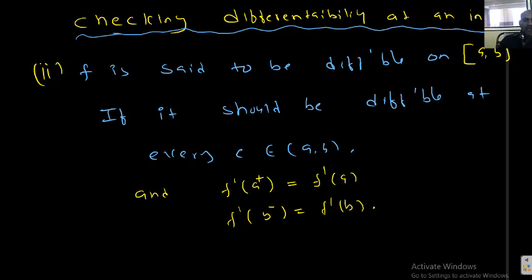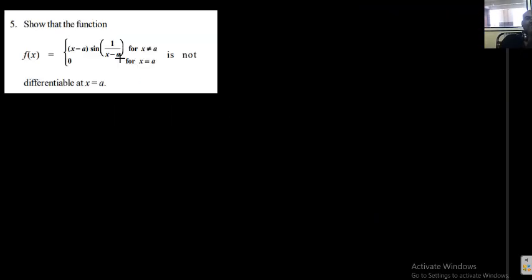What is the meaning of that here? The RHD should exist, and that value should be equal to f dash of a. Here the LHD should exist, and that value should be equal to f dash of b. Then you can say that the function is differentiable on the closed interval a to b. So this is a very, very important model.